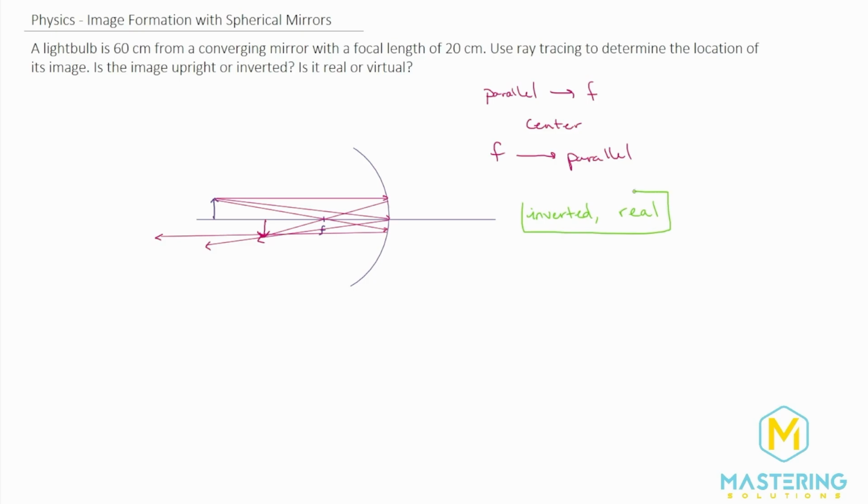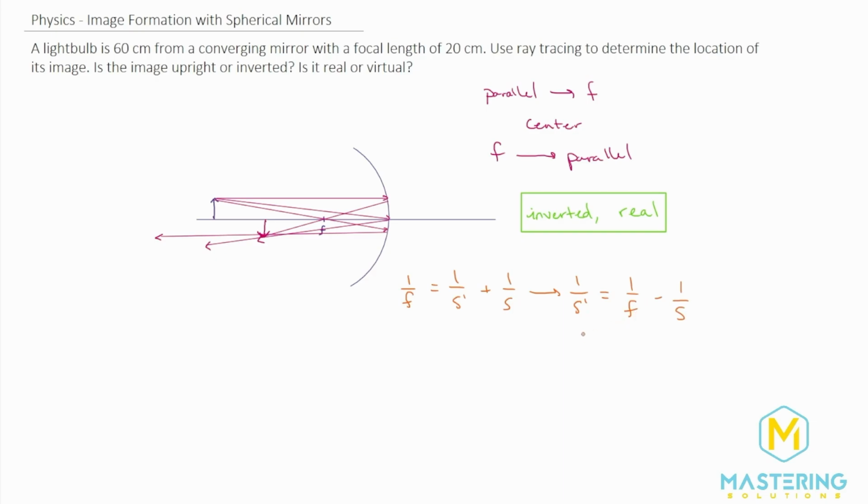And now they don't ask us to calculate the distance, but it's good practice. So I'm going to do that as we've done in the previous questions. So to find the image distance, we're going to use the thin lens equation. So we have 1 over the focal length is equal to 1 over the image distance plus 1 over the object distance. We want the image distance, obviously, so we'll subtract 1 over the object distance. So 1 over s prime is equal to 1 over f minus 1 over s.